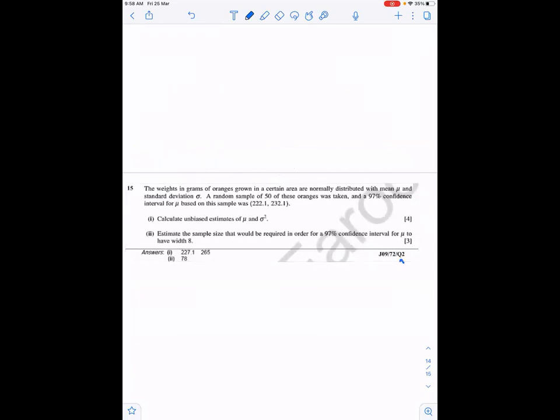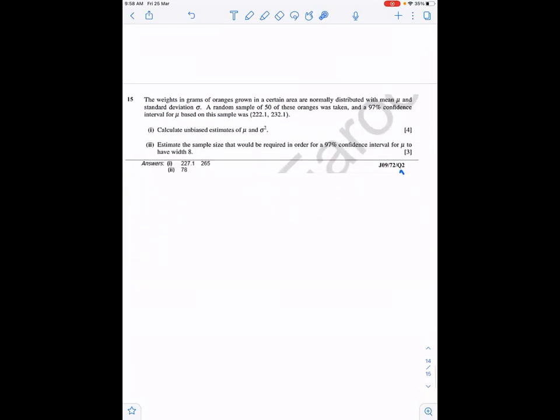Okay, let's do this one. The weight in grams of oranges grown in a certain area is normally distributed with mean mu and standard deviation. A random sample of 50 of these oranges was taken and a 97% confidence interval for mu based on the sample is this. Calculate the unbiased estimate of mu, and you have to find out the unknowns. Now you have the lower limit and the upper limit with you.